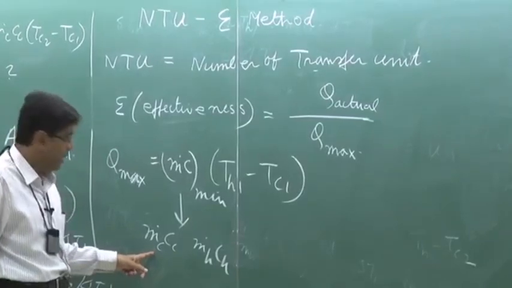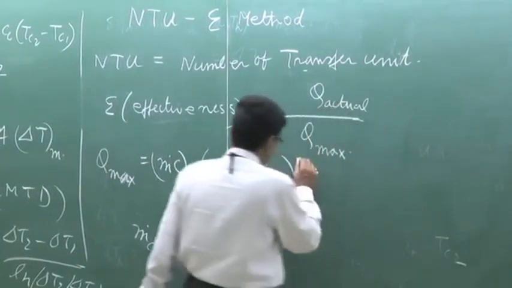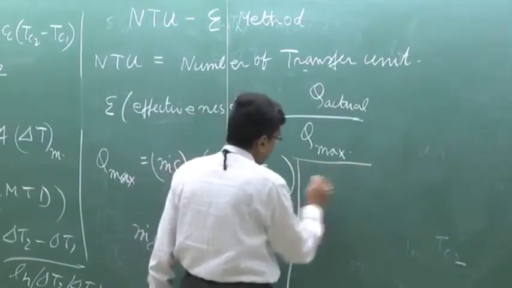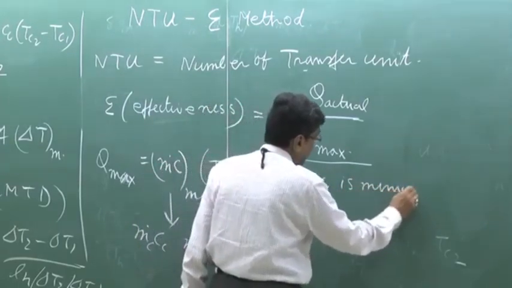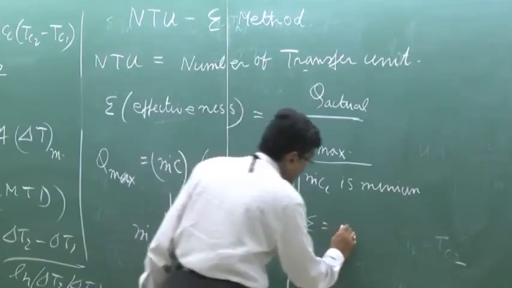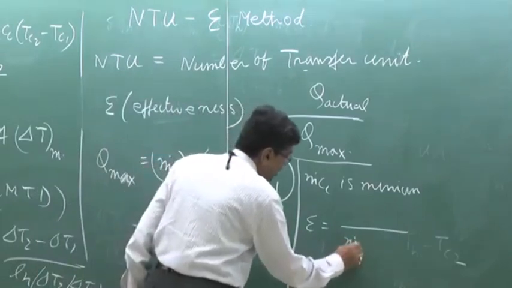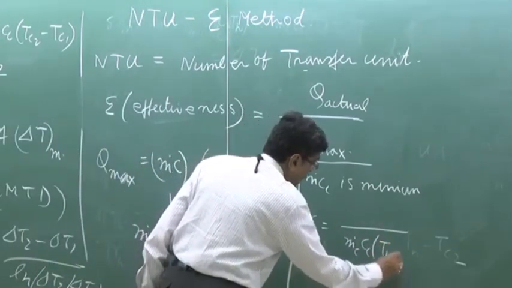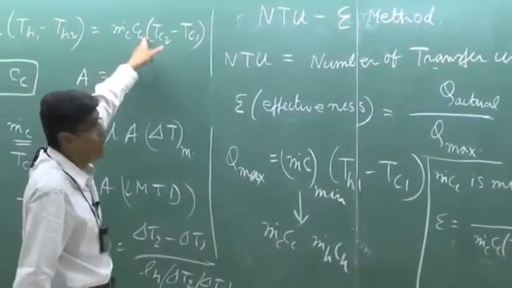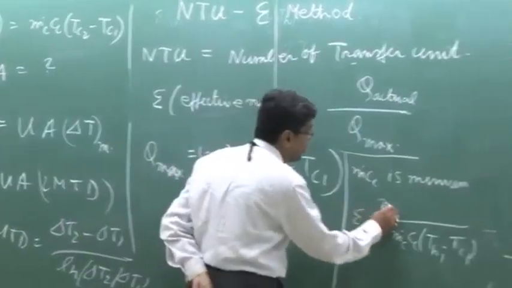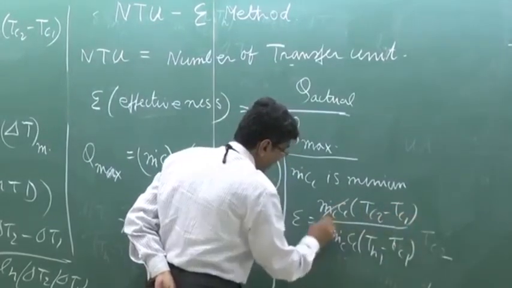Now, if I consider the cold fluid is the minimum fluid, that is, if m dot Cc is minimum, then what is this epsilon? You tell me. If this is minimum, then m dot Cc into Th1 minus Tc1. And in that case, I will prefer to write this Q equation. Why? Because this thing will cancel. Cc into Tc2 minus Tc1 cancels out.